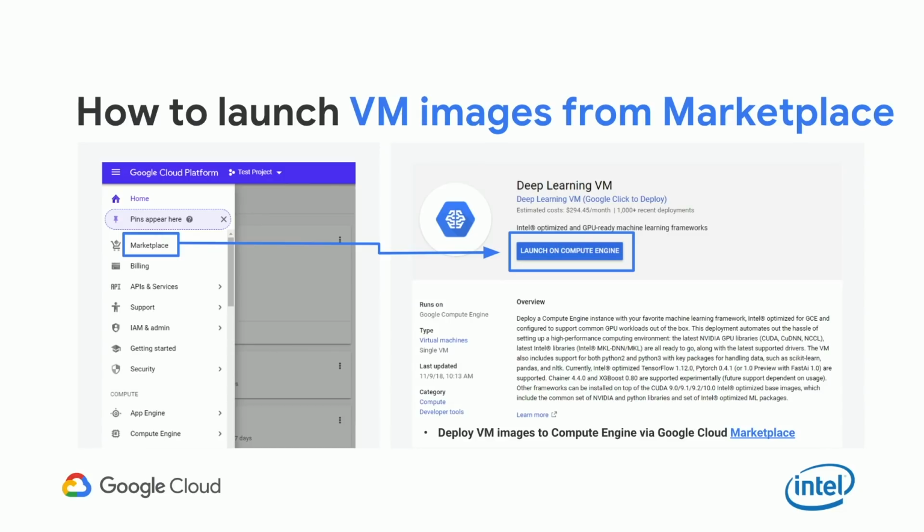As we discussed earlier, the main premise of the VM images is to make Intel optimizations and tools easily available to GCP developers. One of the ways for accessing the VM images with Intel optimized TensorFlow or Intel optimized Python is to use Google Cloud Marketplace. In your Google Cloud Console environment, click on Marketplace and look for deep learning VM images. With one click, you will be able to deploy these images on your VM.